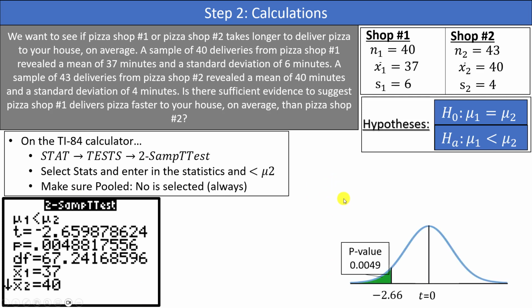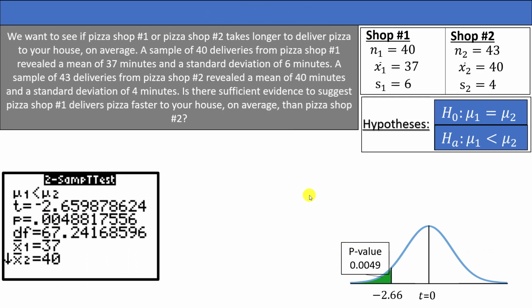You could also visualize this on the distribution. So we had a t-score of negative 2.66, and that p-value is really the area to the left of that since we had a left tail test. We don't really have to use any special function like tcdf to find this because the calculator actually gives that to us right here. So this is our p-value.